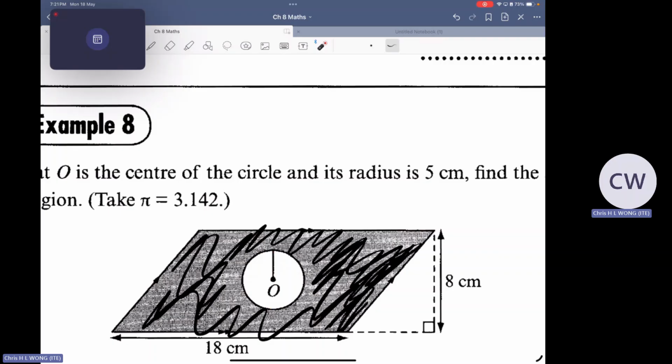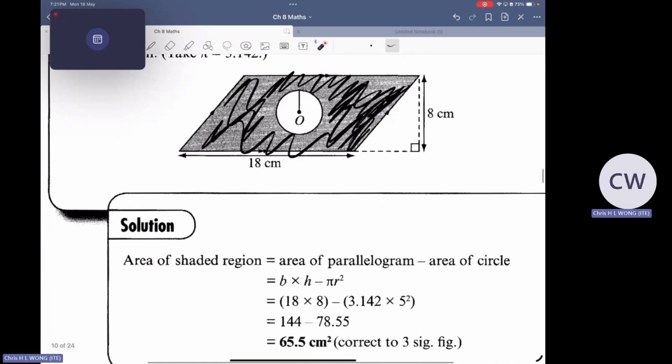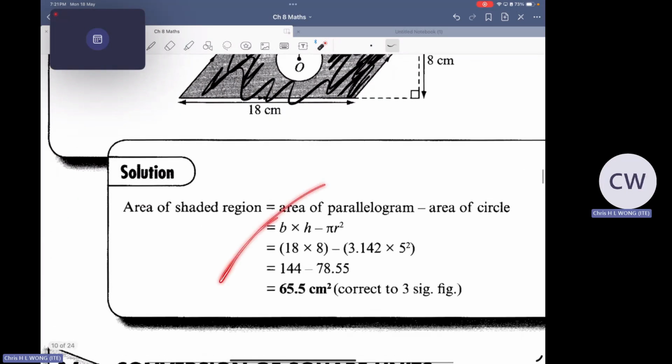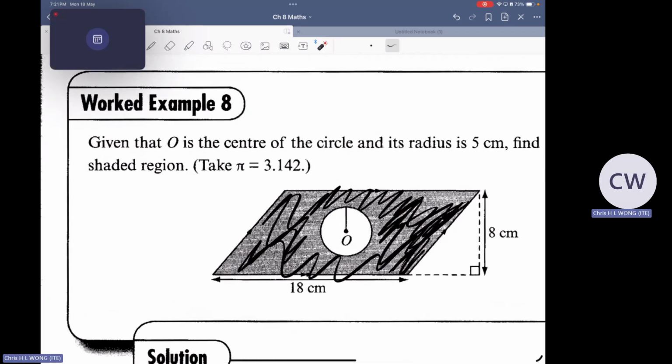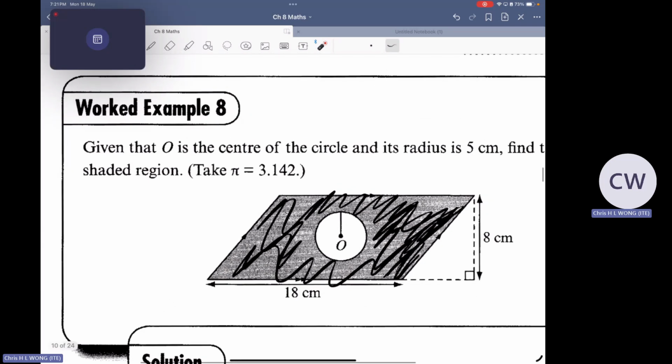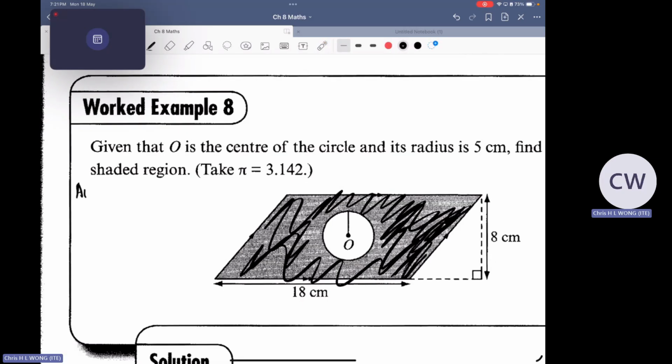So what do you want to do? Either one first. Do you want to find the area of the circle first, or the area of the parallelogram first? I will find the area of the parallelogram first. So one thing at a time. In the solution, they give you everything together. Notice everything seems very short, right? But you must know what they're doing. So I'll separate them. Let's start. Area of parallelogram.